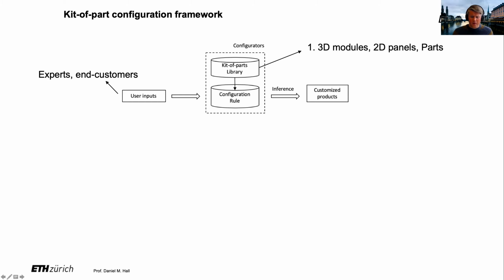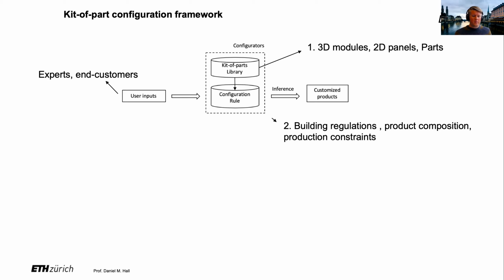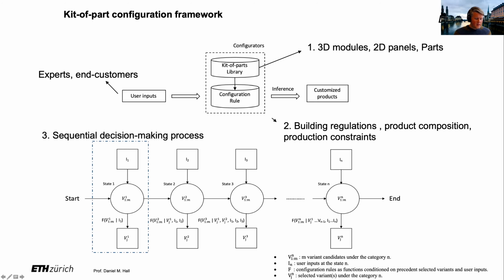So the kit of parts could be 3D volumetric modules, could be 2D panels, it could be a kit of parts. And then you also have the building regulations, the product composition, production constraints. Those all have to be considered by the configuration framework. And then it's basically a sequential decision-making process where over time, and we won't go too far into the details here, you are configuring step by step as you go through the design space until you get to a satisfying variant at the end selection point.